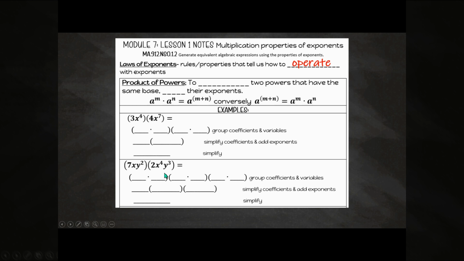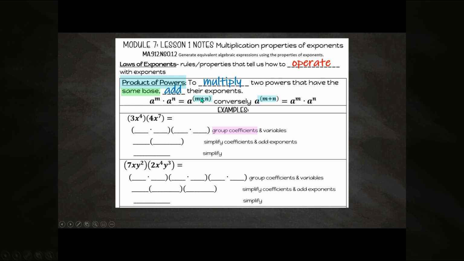Now, if you did the intro to Module 7, this is going to reiterate but break it down specifically and apply it. So product of powers is to multiply two powers that have the same base, where we add the exponents together. So if we have a to the power of m times a to the power of n, what we would have is a to the power of m plus n. So we are adding the exponents together in this situation.